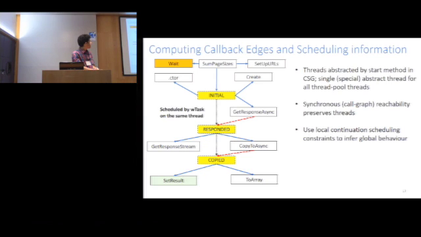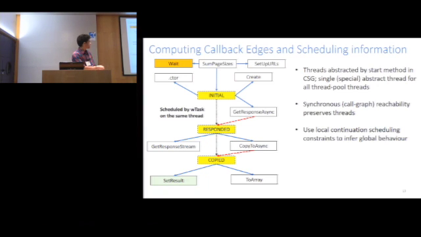Now let me say how we compute this node to thread mapping that says where a particular node could run. As is standard, we abstract threads by their start method in the call graph, and we use a single abstract thread to represent all thread pool threads. Synchronous call graph reachability preserves threads. What that means is that if some page sizes is known to execute on an abstract thread T, this synchronous call means that setup URLs could execute on T as well.